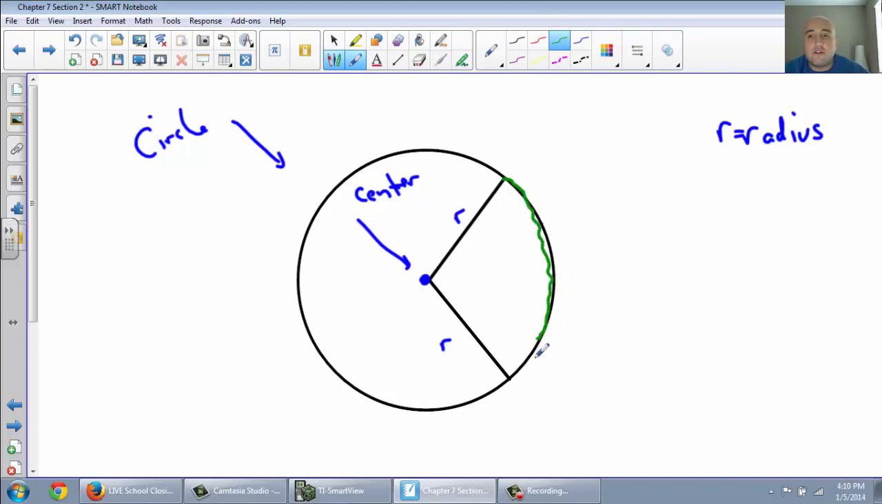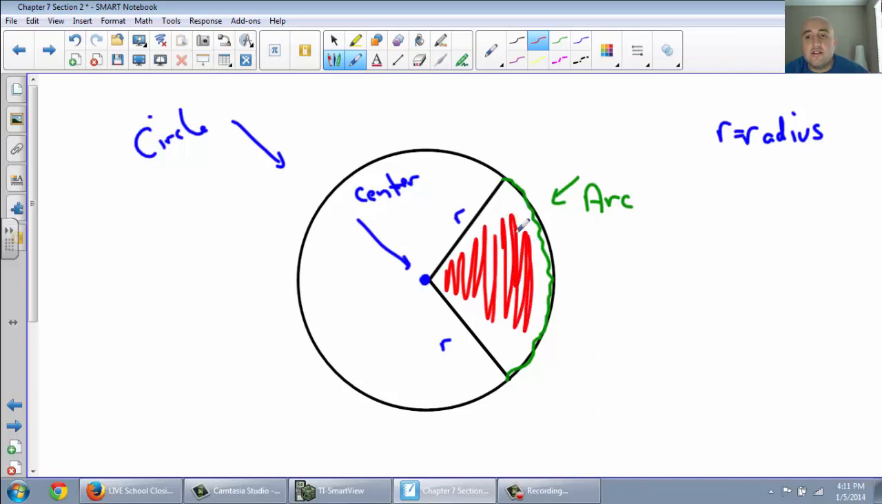This squiggly line here is called an arc. That portion of that circle, that part of the circumference, is called an arc. This portion that I'm shading in is called a sector, and really it's a piece of pie. The piece of pie that we take out of a circle is called a sector.